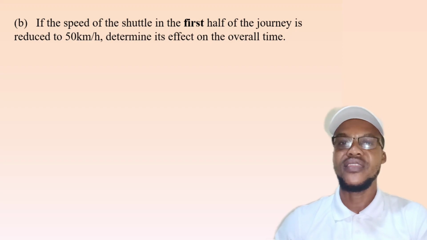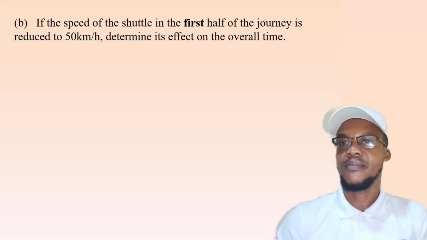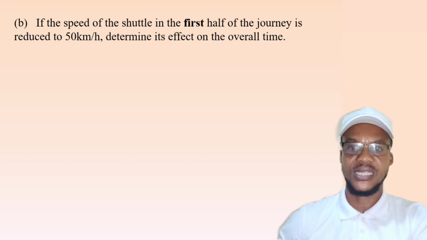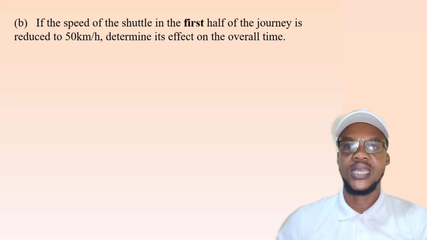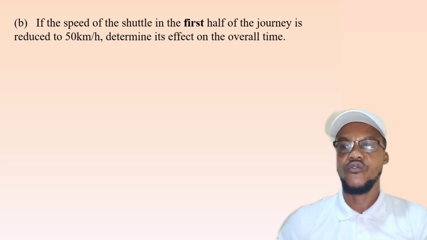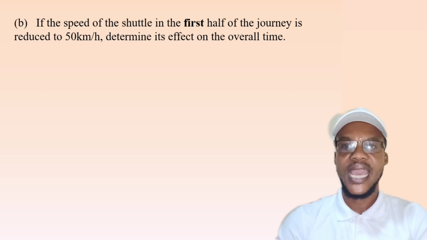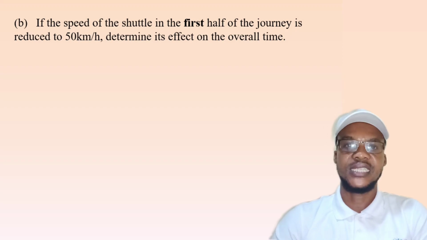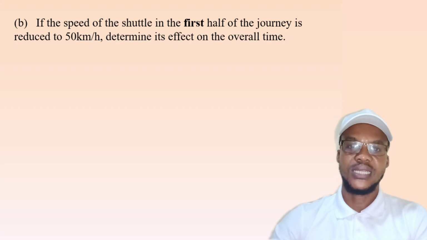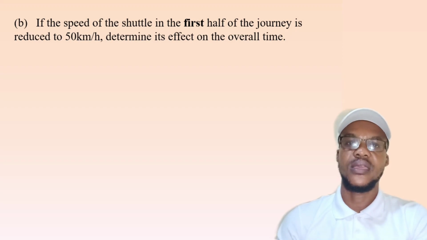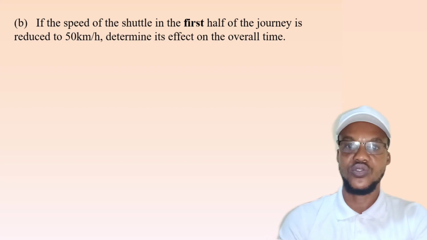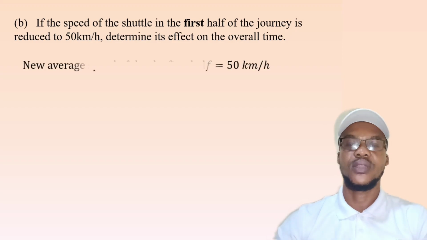So in this case, we are saying that the speed for the first half of the journey is reduced. So we are giving a new average speed for the first half, but for the second half we are not giving a new one. So we keep the second half and work with the first half. What we need to do is find the time taken to cover the first half when it is reduced to 50 kilometers per hour. So this time we are not going to use the average speed for the previous one, which was given as 60 kilometers. Instead, we are going to use 50 kilometers per hour.